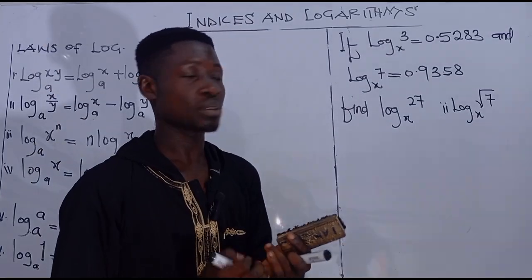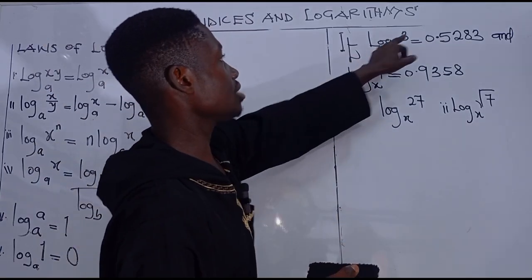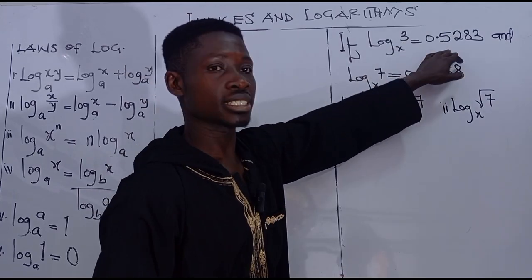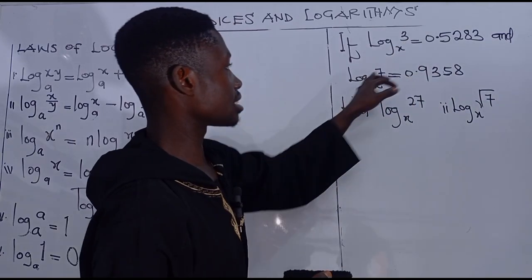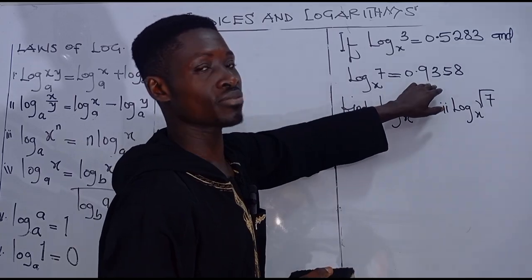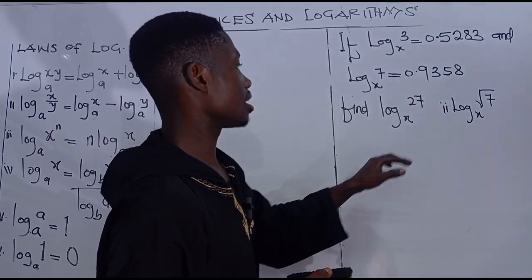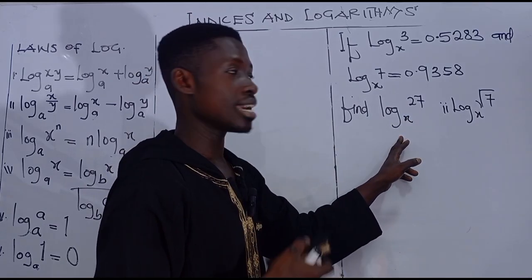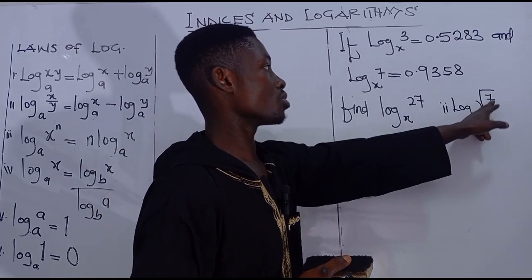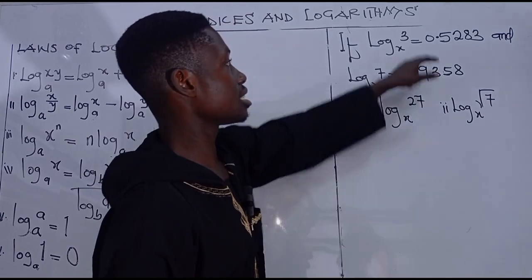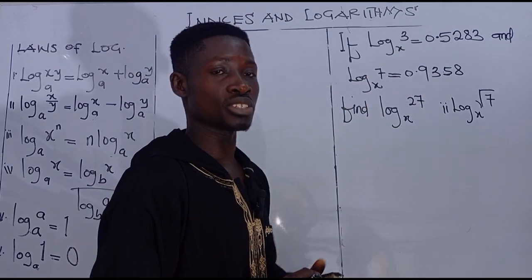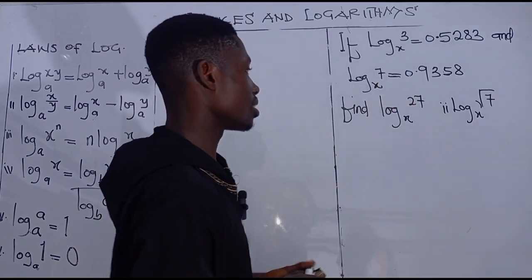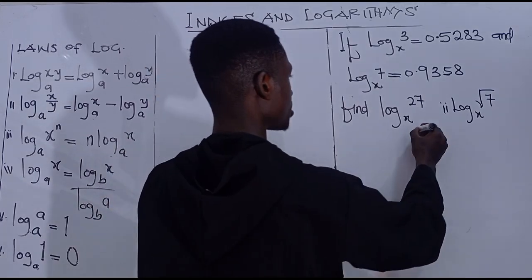So we have our next example. If log of 3 to the base of x is having this value, and then log of 7 to the base of x, the estimated value for that is this very number. We want to find or evaluate log of 27 to the base of x and log of root of 7 to the base of x using these two estimated values for these logarithms. So let's start with the first one.